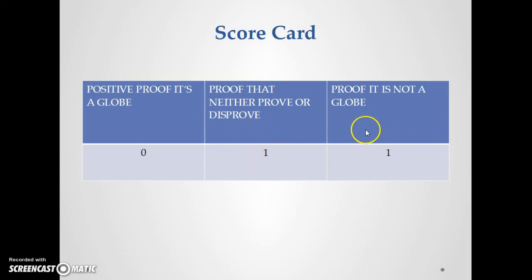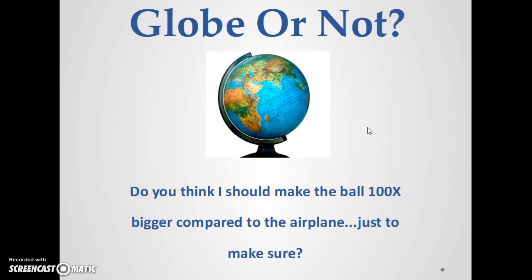But the one I did today, I've put as a proof that it's not a globe, and I have a hard time believing I'm saying this, but I'm calling out all the debunkers out there. Do you need me to make it 100 times bigger compared to the airplane, just to make sure you're able to really grasp the idea? Because I'm losing my mind here. This is not a proof that it's a globe at all. It completely disproved the globe. I don't know what I'm on right now, if that's true, but there's a lot more research to do.